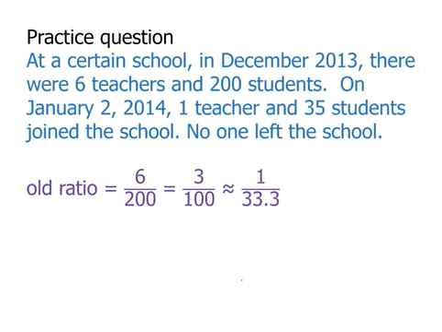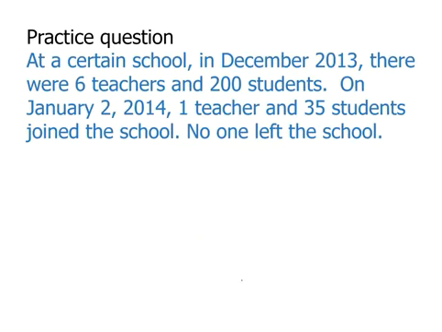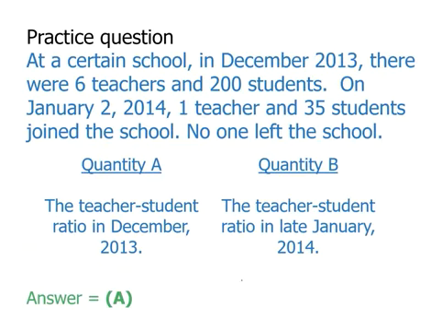And then we're adding 1 to the numerator and 35 to the denominator, which is going to move everything closer to 1/35. Well, 1/35 is smaller than 1 over 33.3. Bigger denominator, smaller fraction. So adding 1 to the numerator and 35 to the denominator will decrease the ratio. And so it means that the old ratio is bigger than the new ratio, and the answer is A.